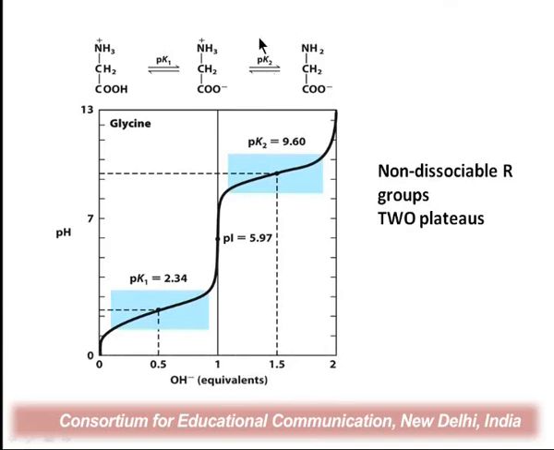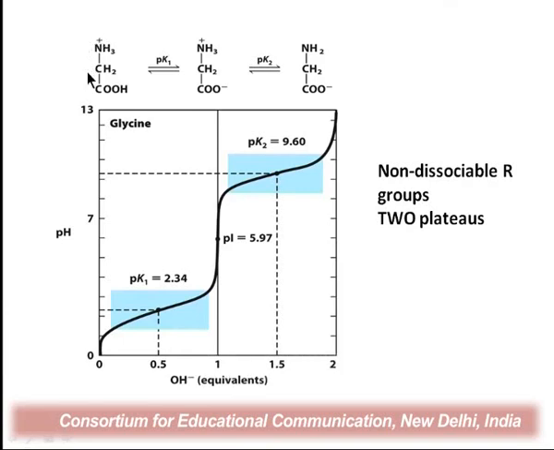Now, if we look into the different forms, in the acidic medium the COOH group is not ionized. So that means it has no charge on it, whereas the ammonium group has a +1 charge on it.